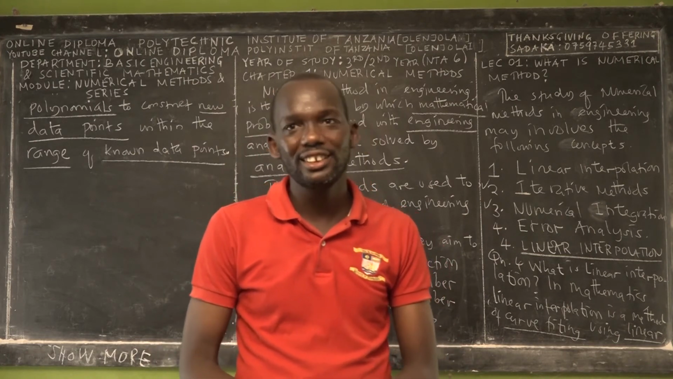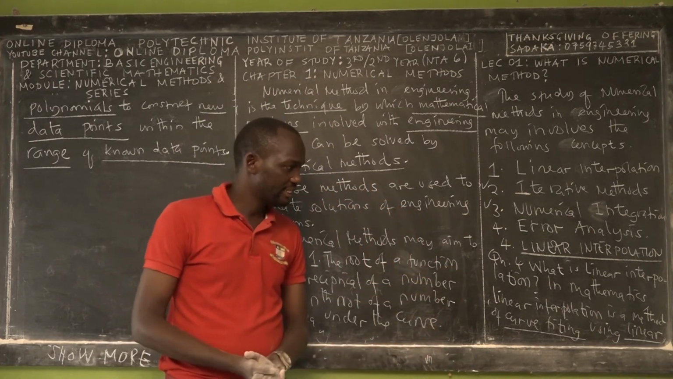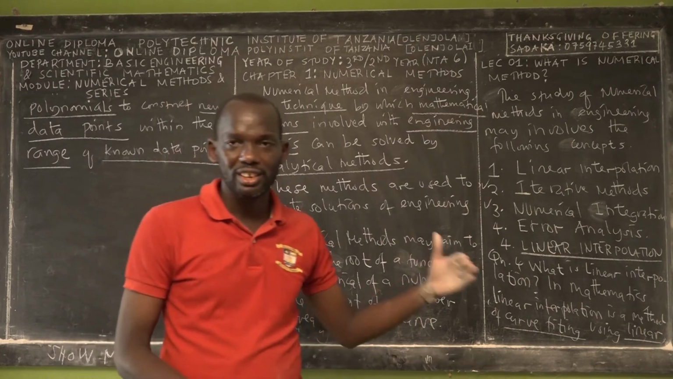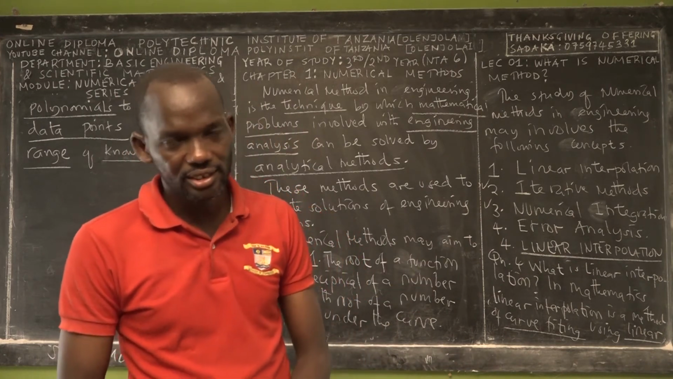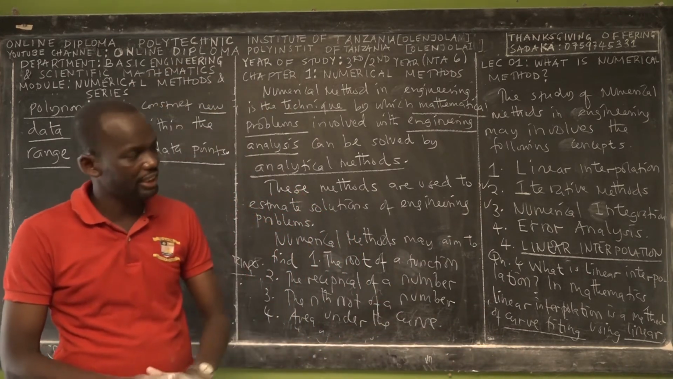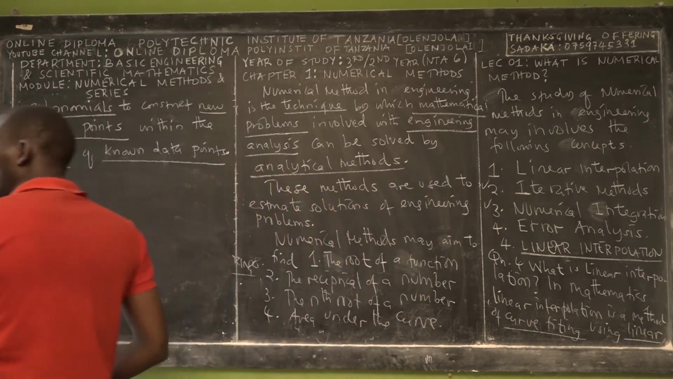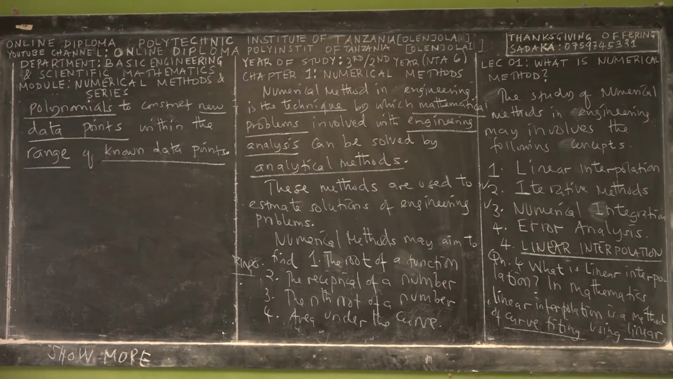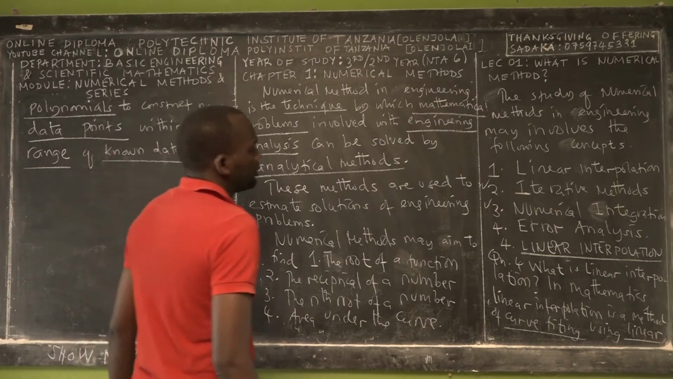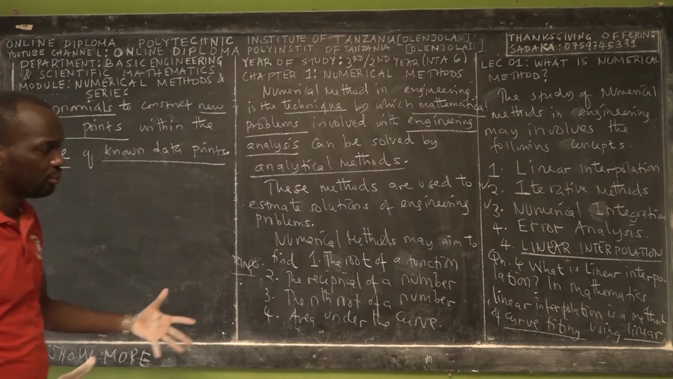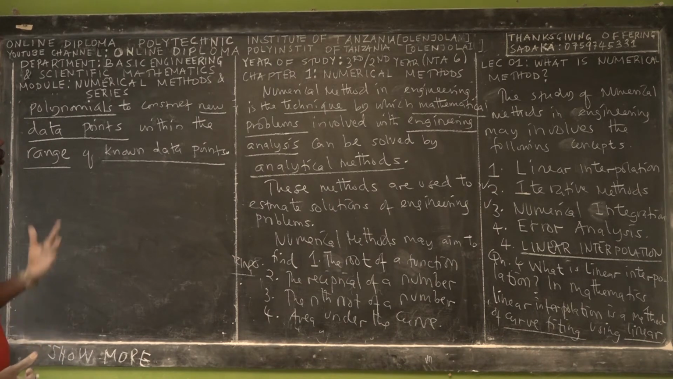As I told you, the details and examples of linear interpolations are beyond the syllabus of the ordinary diploma. So that is all about linear interpolation. It's a curve fitting method using linear polynomials to construct new data points within the range of known data points. That's the first terminology.